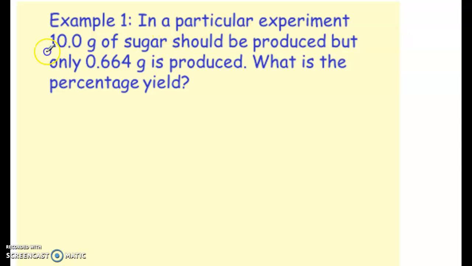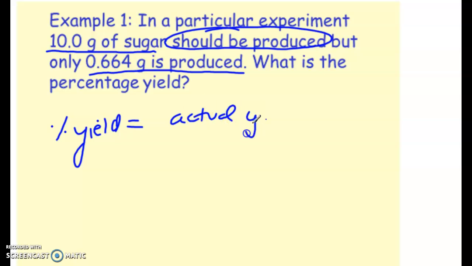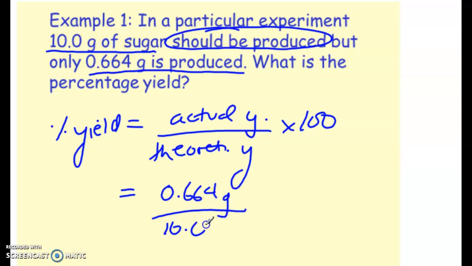So in a particular experiment, 10 grams of sugar should be produced. Sometimes you have to interpret the language here, but only 0.664 grams is produced. What is the percent yield? Percent yield is always the actual yield over the theoretical yield times 100. The actual yield from the experiment was 0.664 grams, and we should have produced 10 grams, times 100.